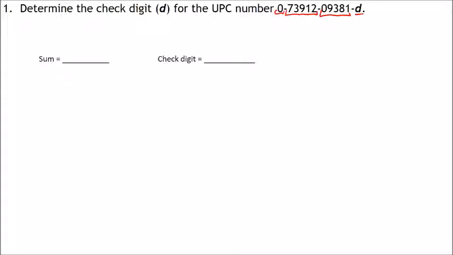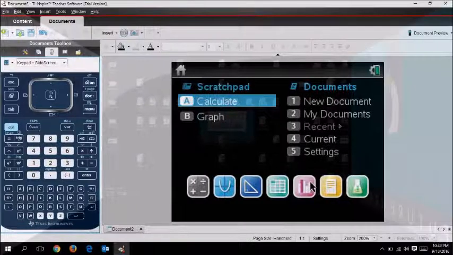The sum after we multiply our weighted sum list times our UPC number. Again, the weighted sum list for a UPC is 3, 1, 3, 1, 3, 1, and so on down the list. The UPC starts off with a 3, because UPC has 3 letters in it, or at least that's a good way of remembering it. All right, and we have to go to our calculator.